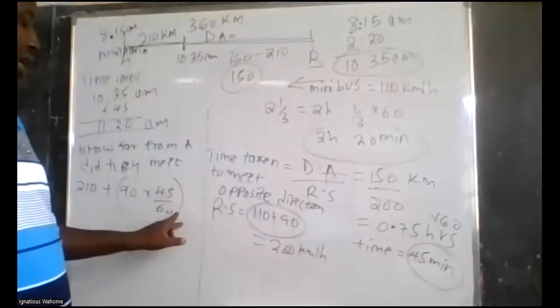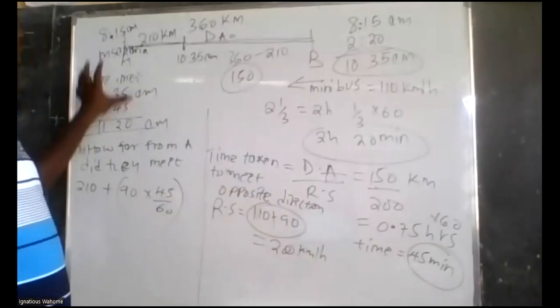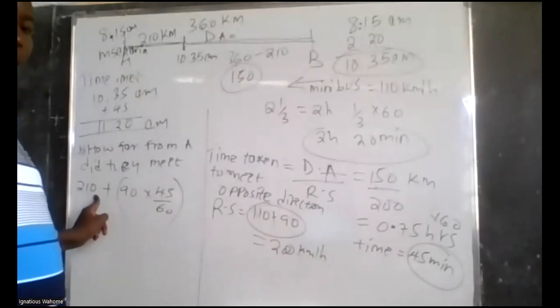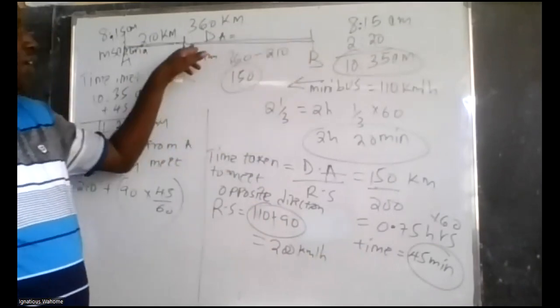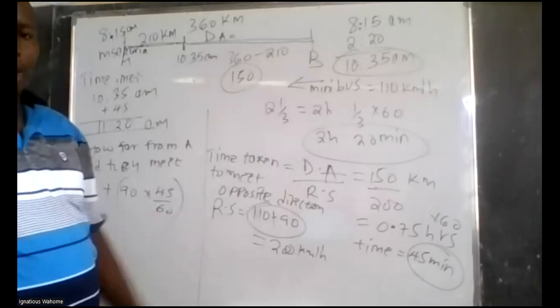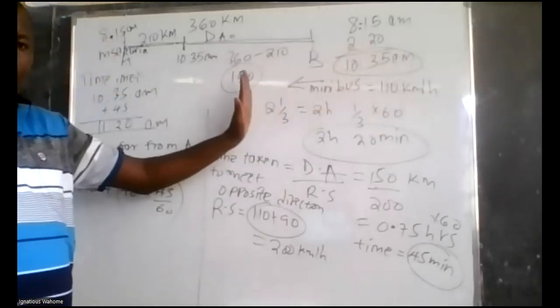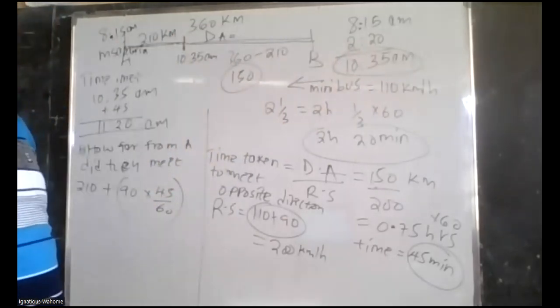So 45 over 60 is 3 over 4 hours, which is 0.75, times the speed of the car that was leaving A. You get this plus 210, because it had already traveled 210 kilometers. If the examiner was asking the distance from B, it would be 0.75 times the speed of the one leaving B, which was 110. It would be just 0.75 times 110. But because it's distance from A, you calculate from the car that left A.